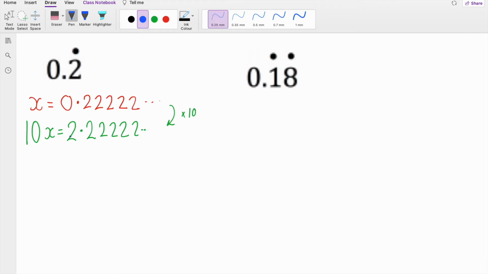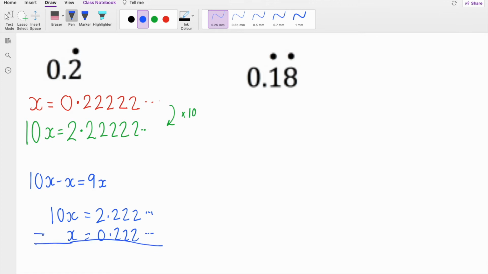What you will notice now is that if I do 10x subtract x, that's going to give me 9x. If I subtract this whole equation from the green one, I will then eliminate the recurring decimals. So I did 10x minus x equals 9x. I'm going to rewrite these two this way around and subtract one from the other. 10x minus x is 9x, as we've just said. And if I do 2.2222 recurring, subtract 0.222 recurring, I'm going to cancel out the recurring decimals. So I'm going to end up with just 2.